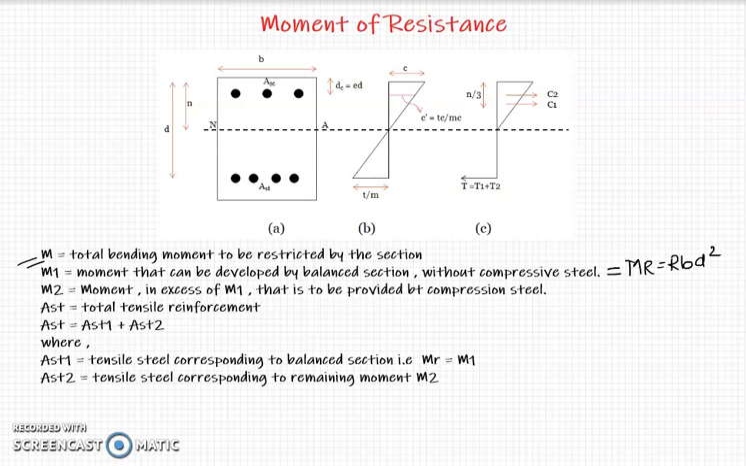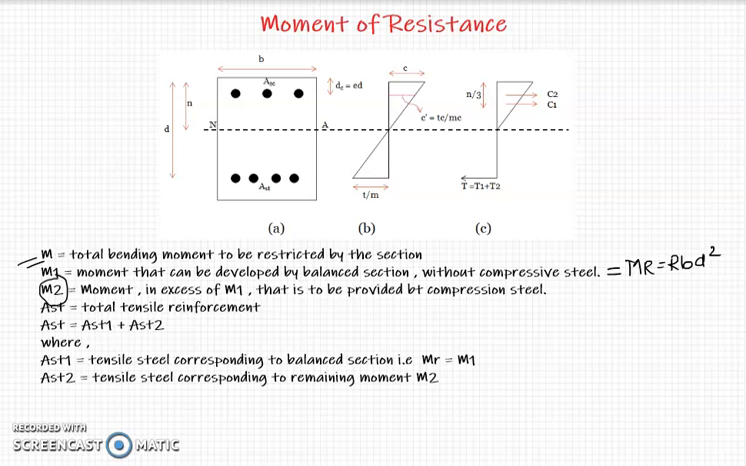Now when we have additional moment, that is moment more than Mr, we go for a doubly reinforced section, and that is this value M2, that is moment in excess of M1. So here instead of Mr, we are going to use the term M1. So the moment in excess of M1 is to be provided by compression steel.